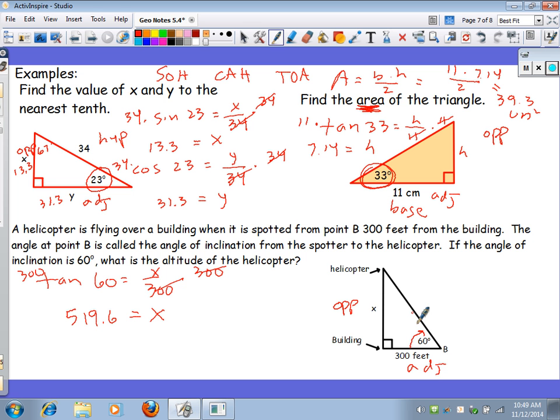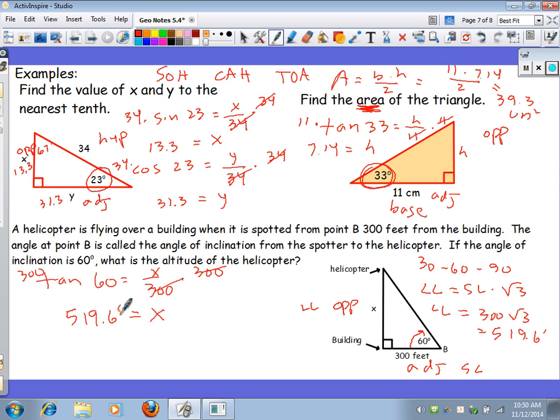Now, what kind of triangle was this? It was a 30-60-90. Was there a shortcut to finding that answer? Isn't this the long leg, and this the short leg down here? Isn't it short leg times radical 3 to get my long leg, because there are 3 different angles? Couldn't I have just taken my 300 and multiplied it by radical 3 in my calculator? And I would get the same answer, 519.6. So you can save yourself a little time if you use the shortcut.